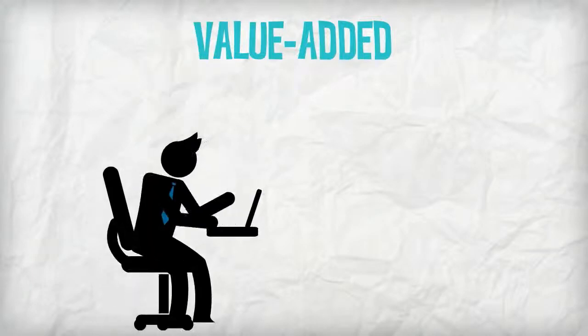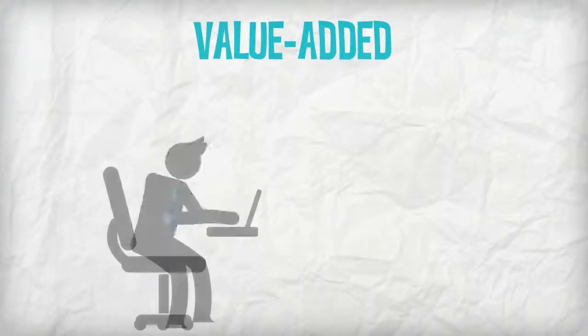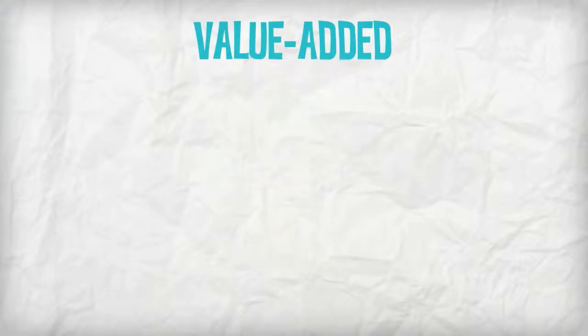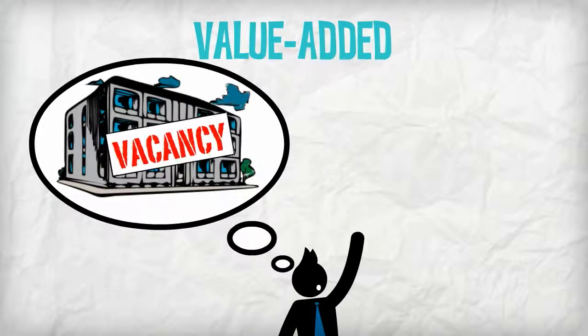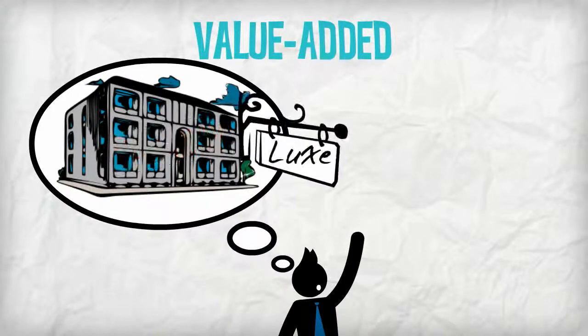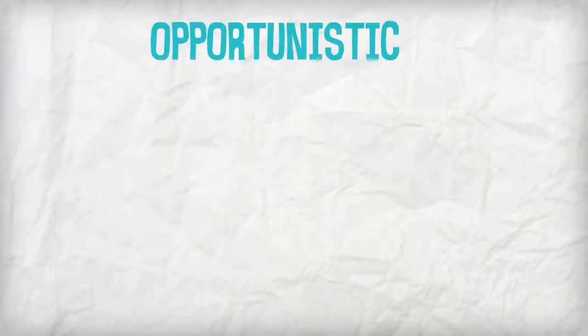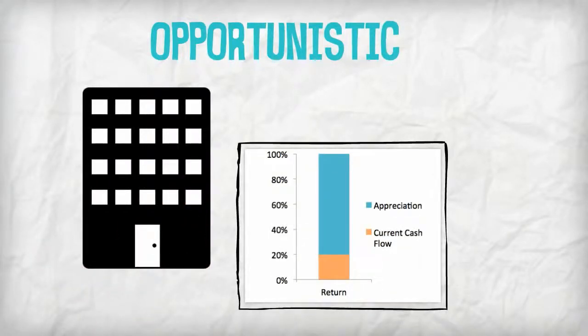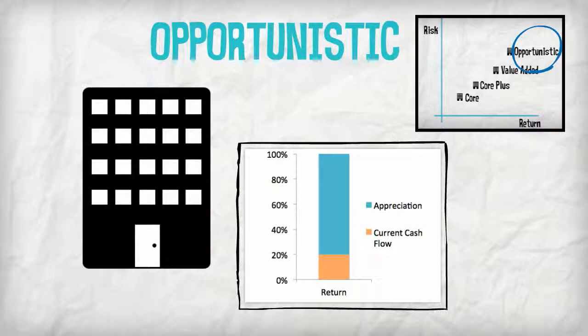Value-added investors are usually willing to perform significantly more due diligence and to take on higher risk in exchange for enhanced returns. Think of a historic building with many empty units needing rehabilitation, which if done right could become a complex of luxury lofts. Opportunistic investments are expected to derive most of their return from appreciation and exhibit the most risk on the risk spectrum.